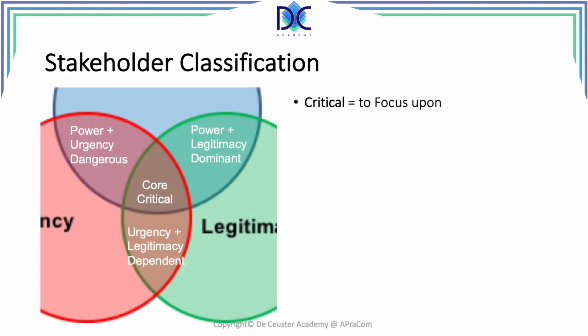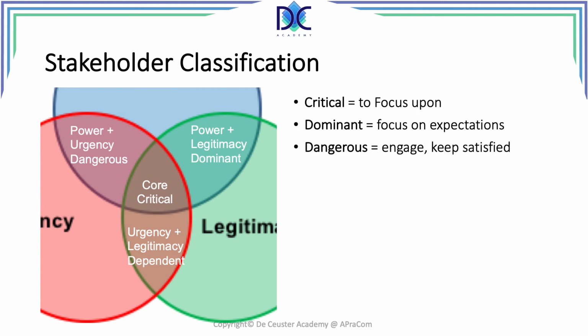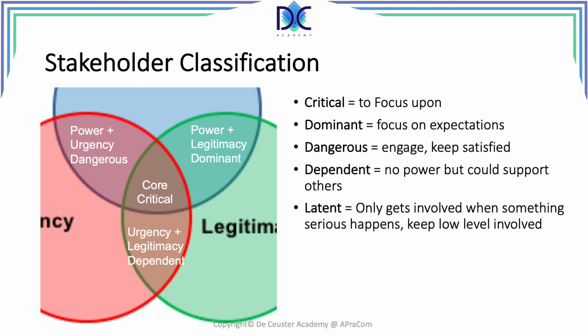We look at critical at the core. It's the critical. These people have all the elements, and you have to focus on those. We have the dominant, power and legitimacy. We have the dangerous, power and urgency, and you have to engage those people, keep them satisfied. The dependent, there is no power, but they could support the others or they could support you. Latent, only people who get involved when something serious happens. So we have to keep them involved, but we have to be sure that they don't go to one of those other categories and fight against us.